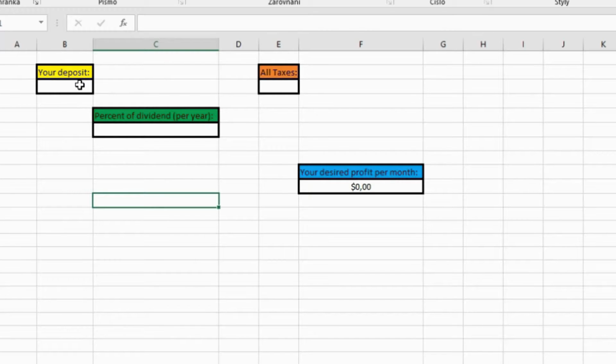Let's try it. Let's say that my dividend yield is 6.83%, taxes are 15% and my deposit is, for example, $37,000. So yeah, like you can see, with this deposit my monthly profit from this investment is $179. Okay, this was our example for this Excel table.